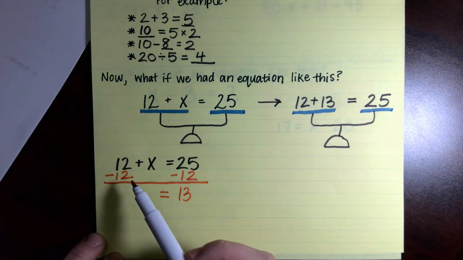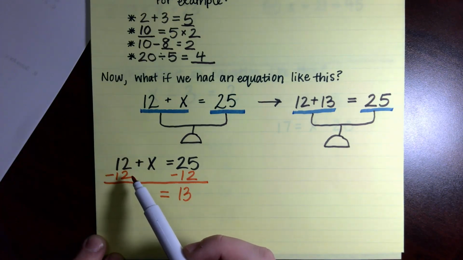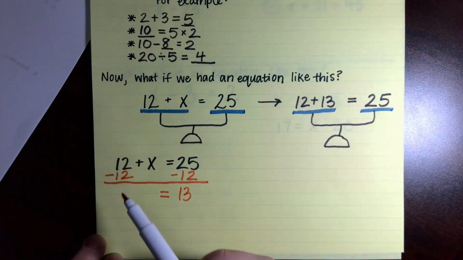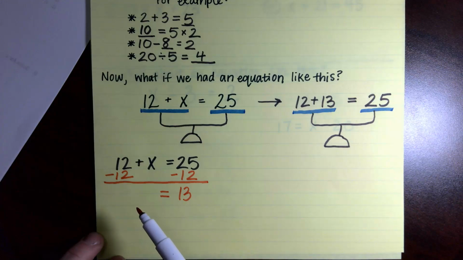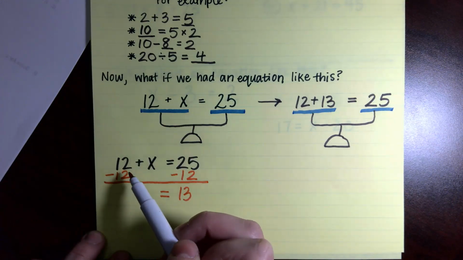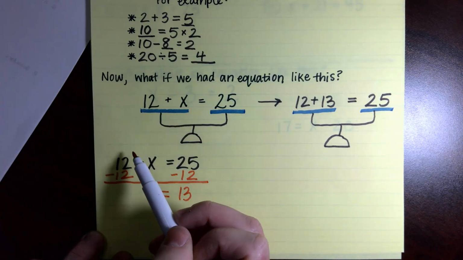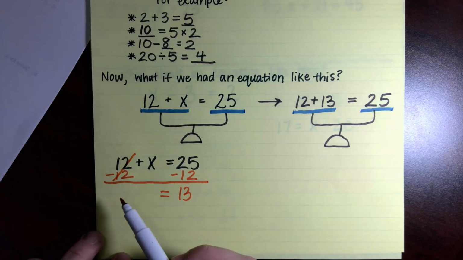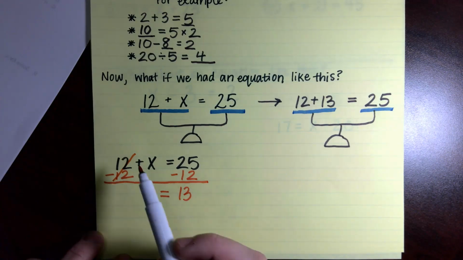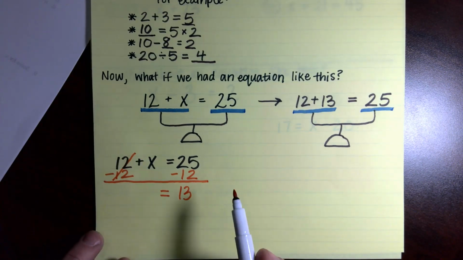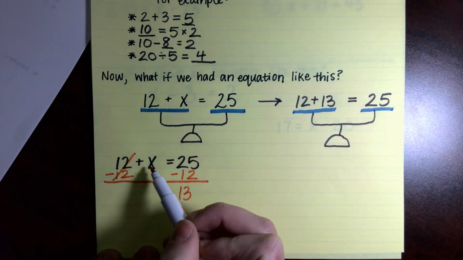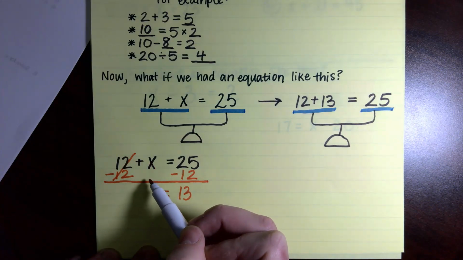And what is 12 minus 12? It's going to be 0. So what we like to say here is that our 12s cancel out. I'm not going to write 0 plus x. I'm just going to cross them out because they cancel. And then I'm going to take my x and bring it down.